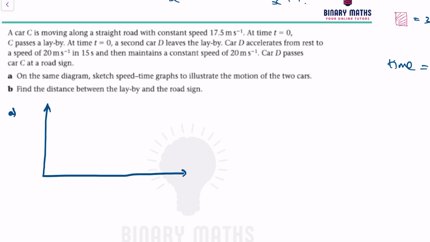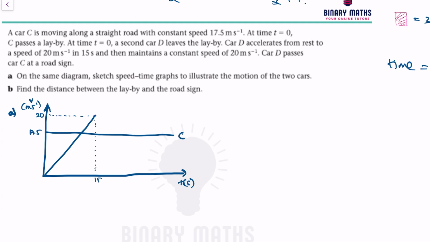So we've got velocity, which is meters per second, and time, which is seconds. So car C starts with 17.5. Car C, all it does is just travel at 17.5. So this is car C at 17.5. Car D leaves the lay-by. It starts from rest and then accelerates to 20 at some point at 15 seconds. So here it's 15 and it goes to 20 meters per second, and then it maintains this constant speed. So that's how my velocity time graph would look.